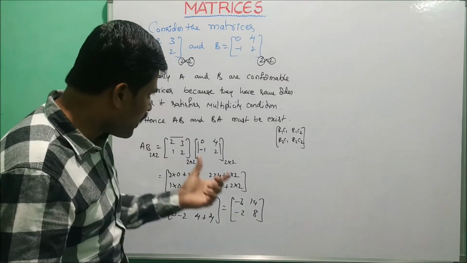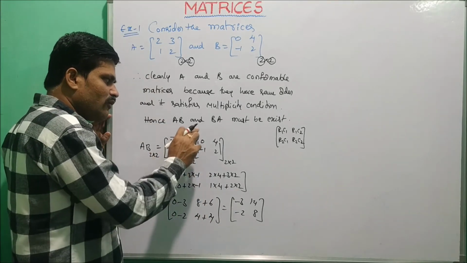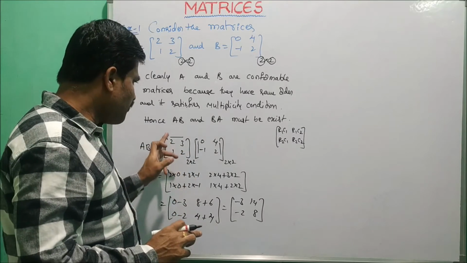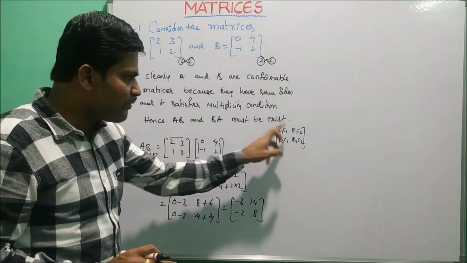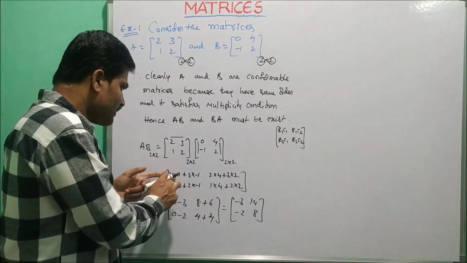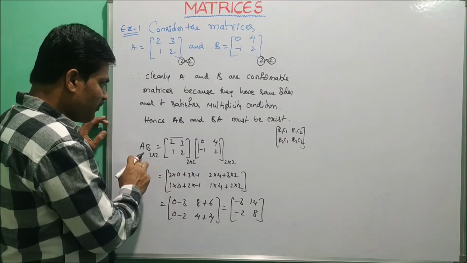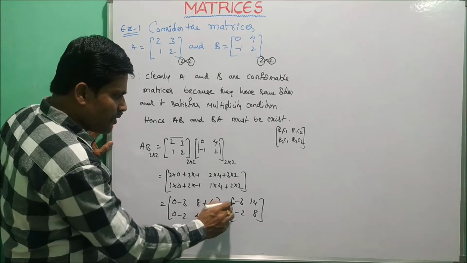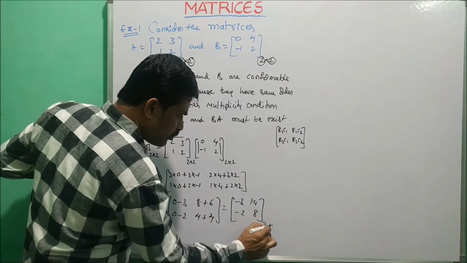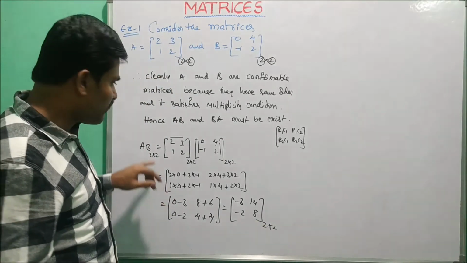So here clearly we have to observe, we take row-wise in the first matrix and column-wise in the second matrix, and we take the sum of the products of that row and column. That is R1C1, R1C2, R2C1, R2C2. Now we write the elements in the formation, then simplify. Therefore, the matrix AB equals -3, 14, -2, 8. So the order of that matrix is also 2 by 2. The order of AB is 2 by 2.